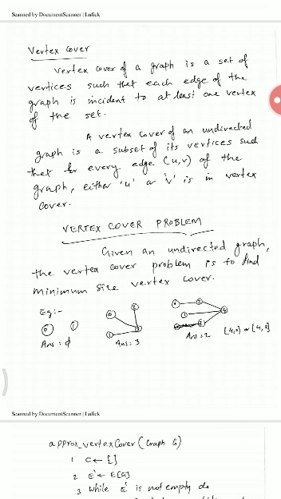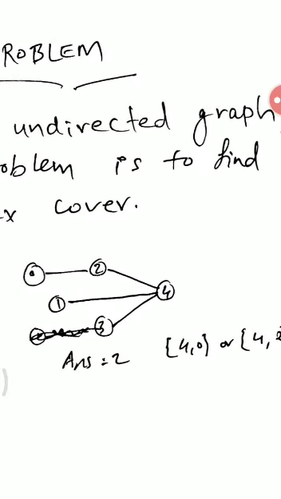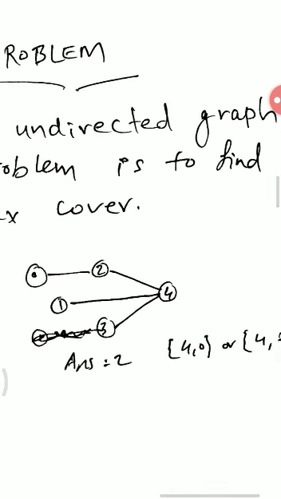See here, in this graph, the answer is 2. That is vertex 4 and vertex 0. These two vertices can represent all the edges.